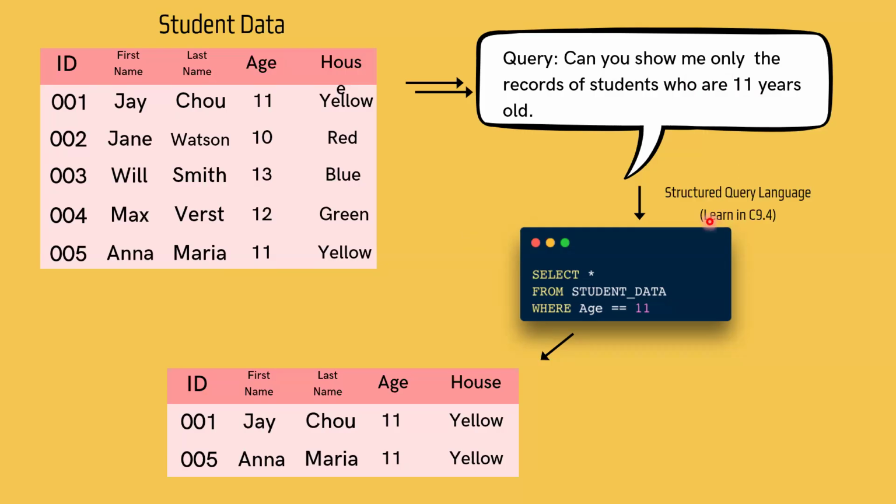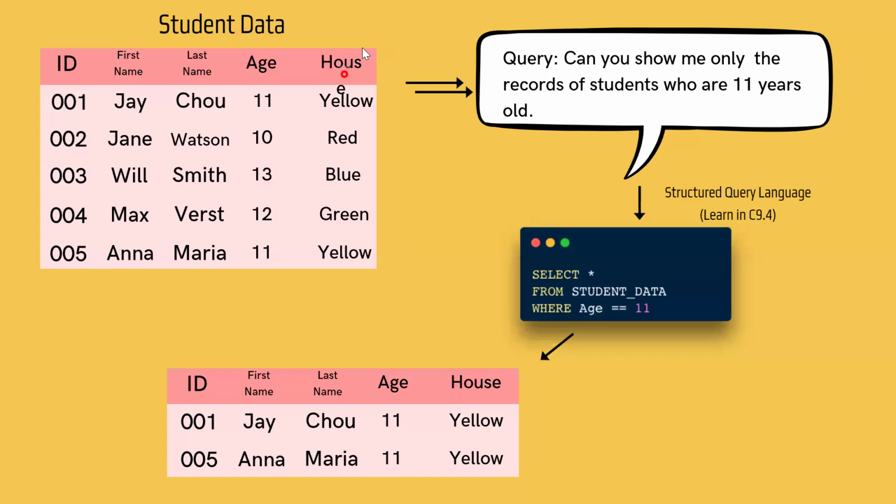You need to write the SQL statement: select asterisk. Asterisk means everything, meaning the complete row, not the selected area, but the complete row. From student underscore data. What is student underscore data? This is the name of our table.